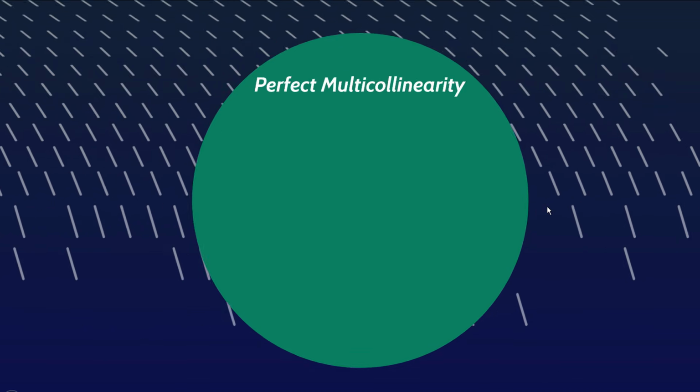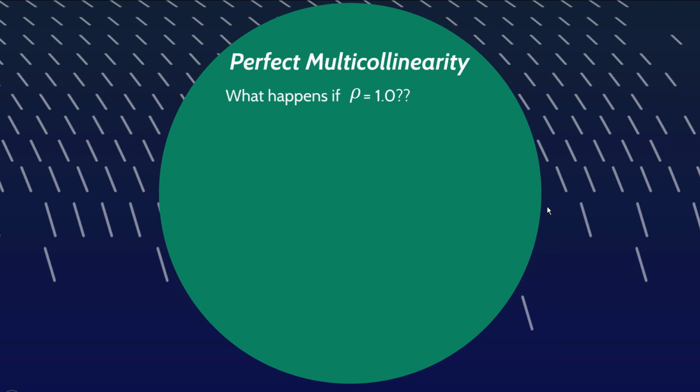Okay, so a final point to note about perfect multicollinearity. Now, you may have been looking at that plot in the last slide thinking, I wonder what happens if rho goes all the way up to 1 itself. Now, this would mean that the X variables are perfectly correlated. Well, if you try this using any statistical software, it'd give you an error message that says "near singular matrix," which is basically software speak for "computer says no."